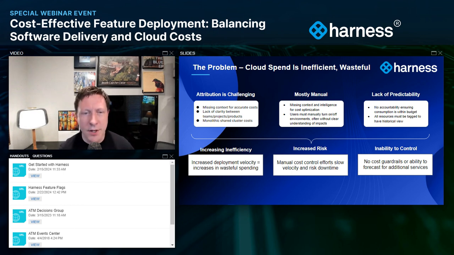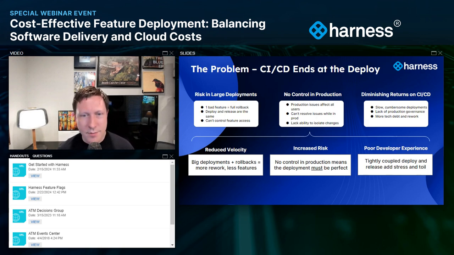But all these problems relate to increasing inefficiencies, increased risk, and inability to control. And now, coupling cloud cost problems with CI/CD: CI/CD, continuous integration, continuous delivery, ends at deployment, right? And today, teams, bravo if you have CI/CD in place, because that's definitely a hard place to get into. But still, with that, you have risk in large deployments.